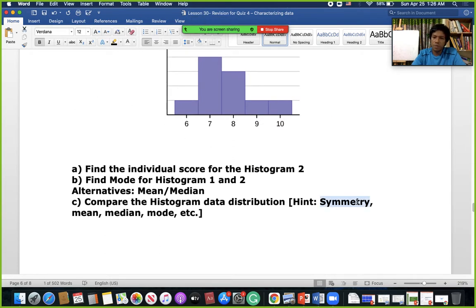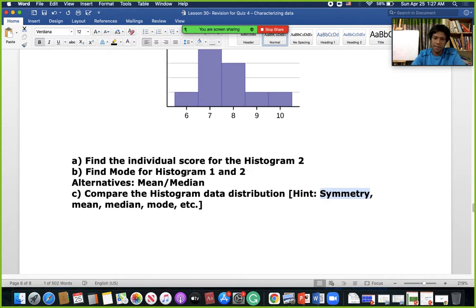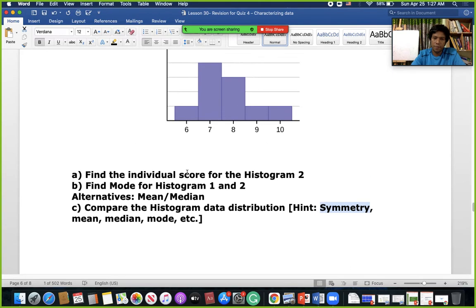Like you can use this symmetry, mean, median, mode, this kind of words in your comparison. You can say, okay, this graph is a little bit symmetric, or this data set is not symmetric, like that. And this data set has this mean compared to this one, another one has this mean. So for both of them, basically you will have to find out mean, median, mode, so that you can analyze it. Okay.